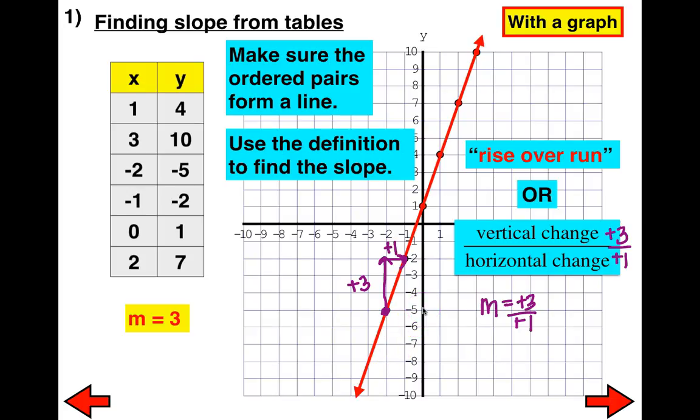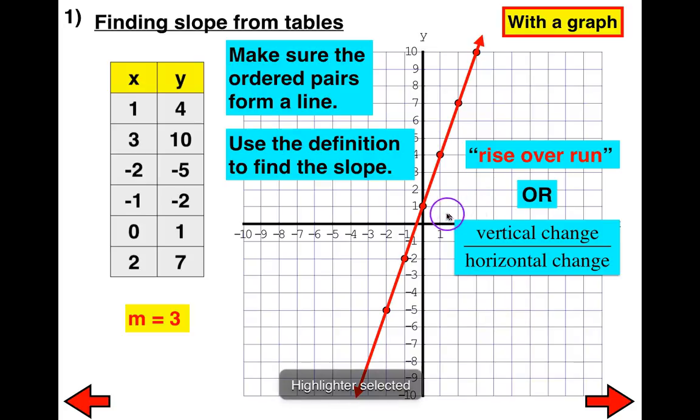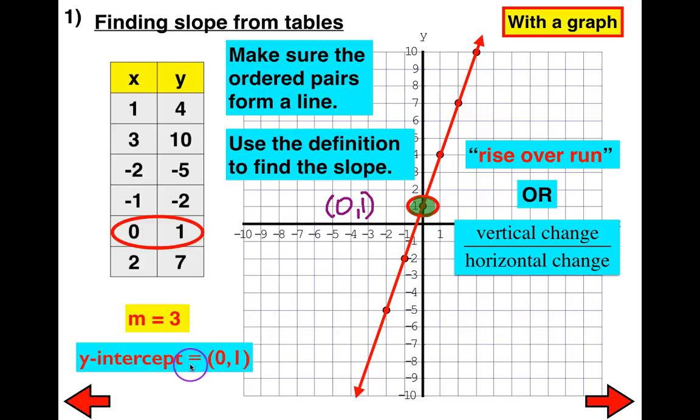Now, I know it doesn't say to find the y-intercept, but let's just go ahead and talk about what the y-intercept is in this case. Well, the y-intercept is basically where the line intersects with the y-axis, which occurs in this area right here. And I would say that ordered pair here is (0, 1). So I would say that the y-intercept is (0, 1).